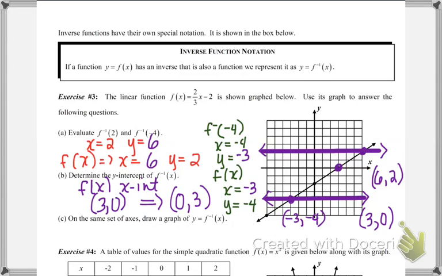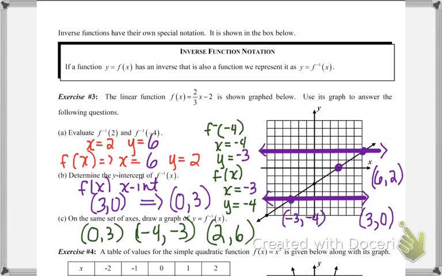Okay, they want us to graph the inverse. Well, to graph an inverse, we're going to interchange our x and y values. So we know one point on that graph is 0, 3. We also know if the point -3, -4 was my original, on my inverse I can graph -4, -3, and the other point, which was 6, 2, we can now interchange and graph 2, 6.